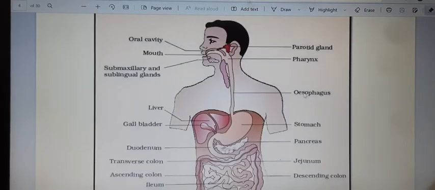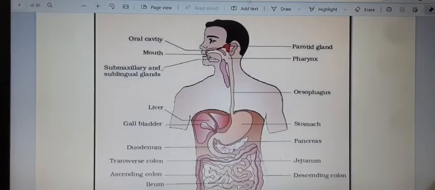All these structures which we have just seen, we will be observing in this diagram. So this is the oral cavity, and this is the mouth, and the mouth is leading into the oral cavity. Then the oral cavity is leading into the pharynx.